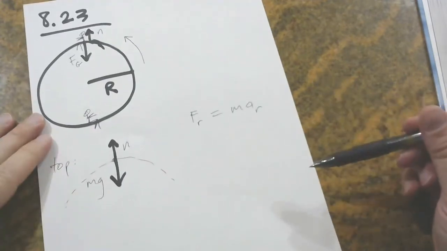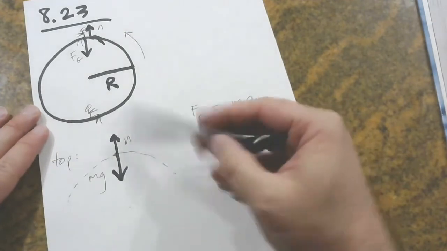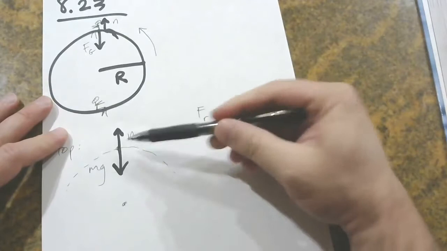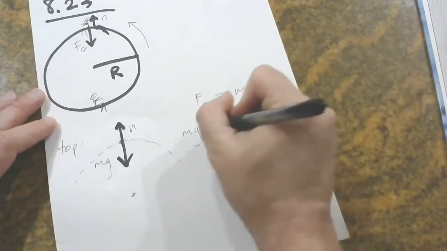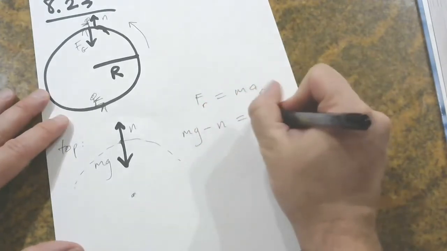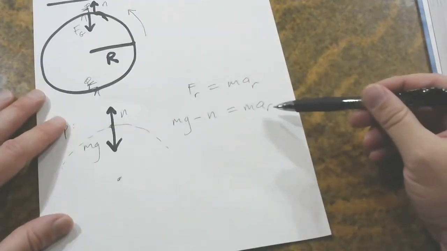Okay. And which ones get the plus signs? You look at all the forces along this axis that passes through the center of the circle. The one that points towards the center gets the plus sign. So gravity gets the plus sign, and the normal force gets the minus sign.